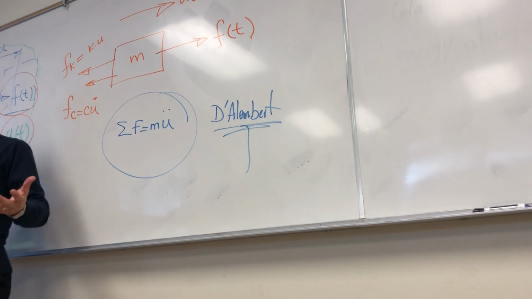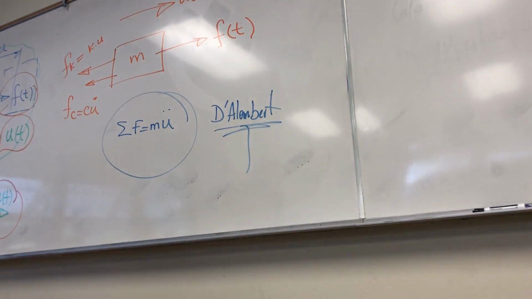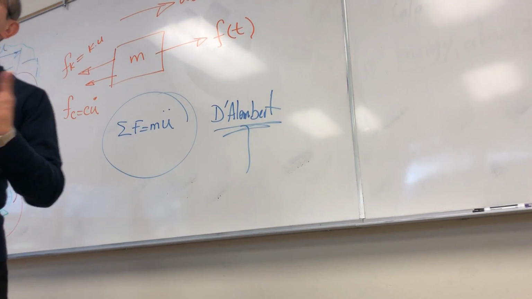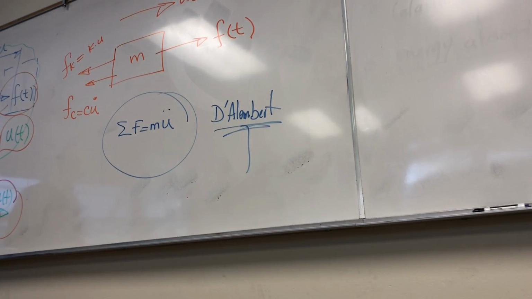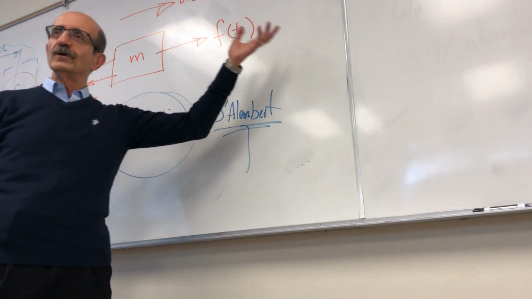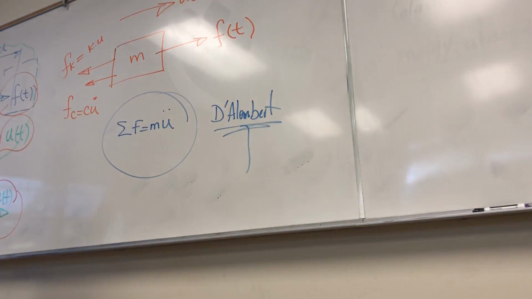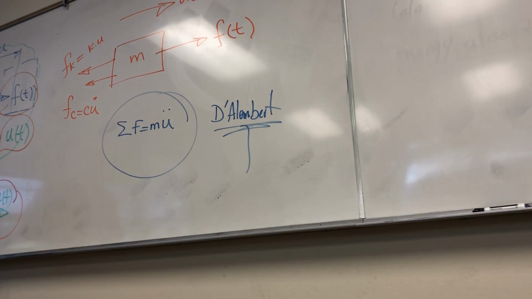For some reason, France has given more outstanding mathematicians to the world than any other country. I don't know if it had anything to do with the Mediterranean Sea or the weather, whatever it was. D'Alembert, Lagrange, who else? Laplace, you name it.